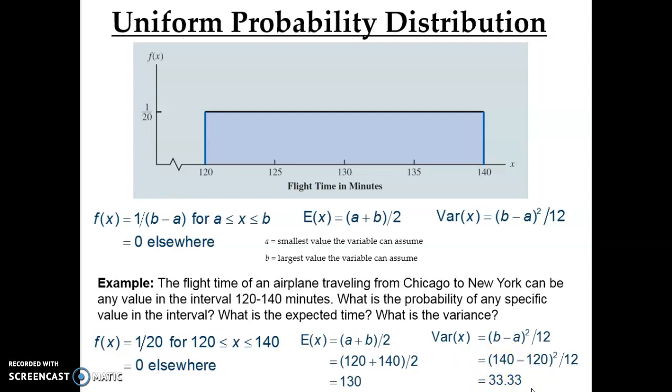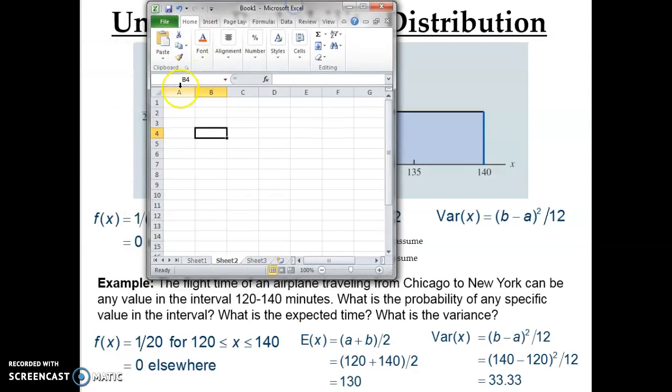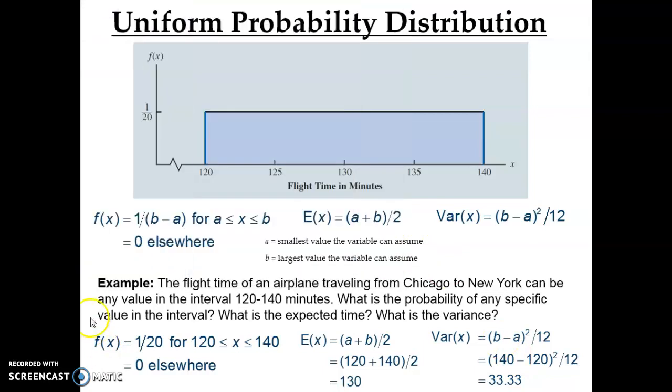Now, occasionally you might want to use the standard deviation to measure your variation. For that, you would simply take the square root of the variance. We could easily do that in Excel, square root of 33.33, and that would give us 5.77. So that'd be our standard deviation for this question. But what I want to do next is actually build this graph in Excel.